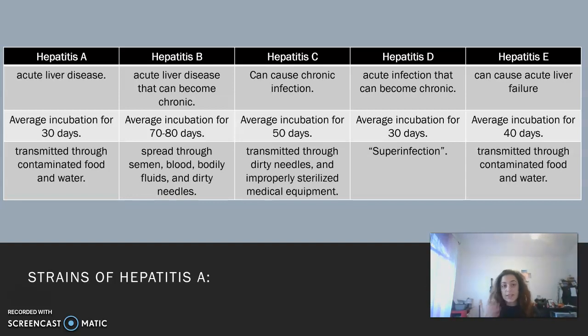Hep B is an acute liver disease that can become chronic, and its average incubation is about 70 to 80 days. It's spread through semen, blood, bodily fluids, and dirty needles. It can also be spread from an infected mother to her baby during childbirth.